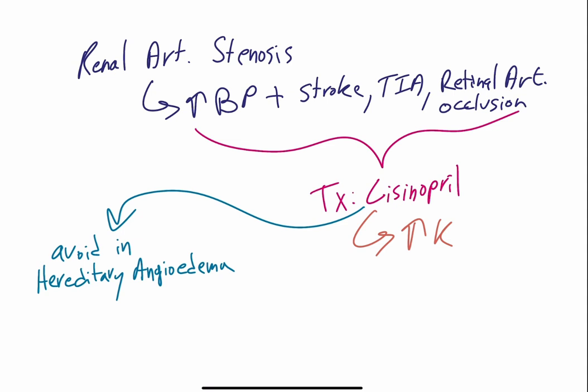Also, you have to know to avoid ACE inhibitors in hereditary angioedema. This sometimes is overemphasized. Students that do not know what angiotensin II does might be tempted to give an ACE inhibitor to someone with hereditary angioedema. This is wrong. You do not do this. This is to be avoided.